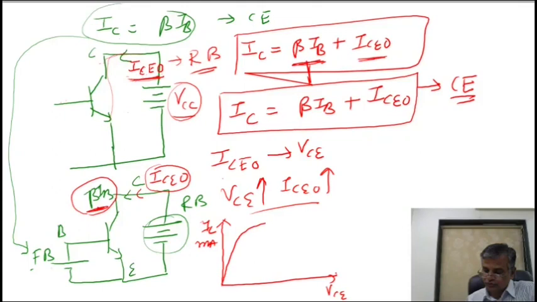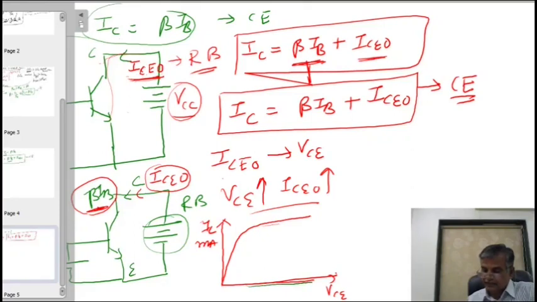But this is not constant. As VC increases, there is a little increase in IC due to ICO, because as VC increases, ICO increases. As ICO increases, IC will also increase, that you can see in this graph. So as collector emitter voltage increases, your leakage current increases, and as leakage current increases, your IC increases. That is reflected in this graph.